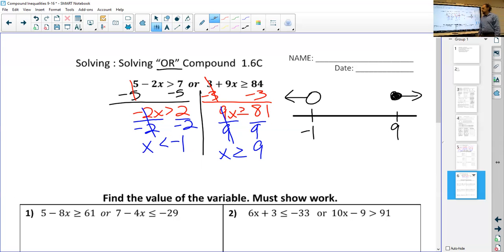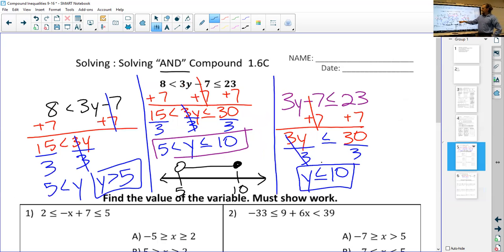So instead of two sides coming together, when we have or statements, we have two answers and they're going apart from each other. So our answer can really be anything in the world except for everything between -1 and numbers less than 9. So or, the graphs are going apart, and and statements, the graph is going together.